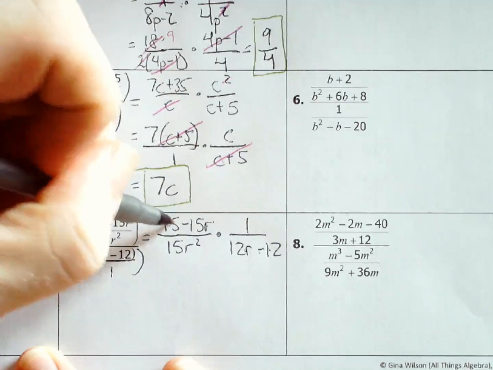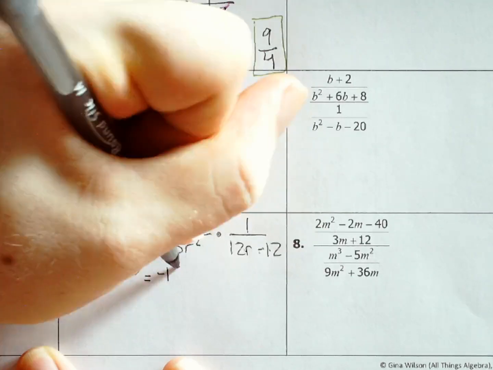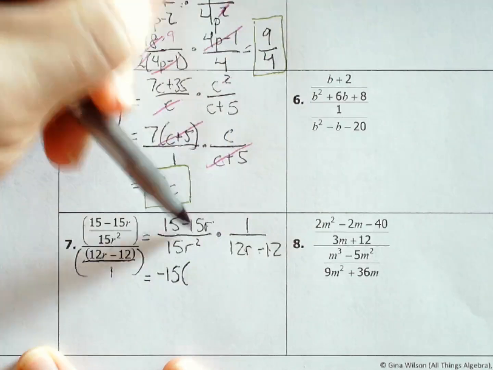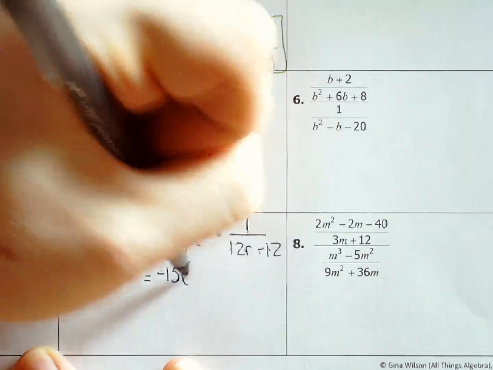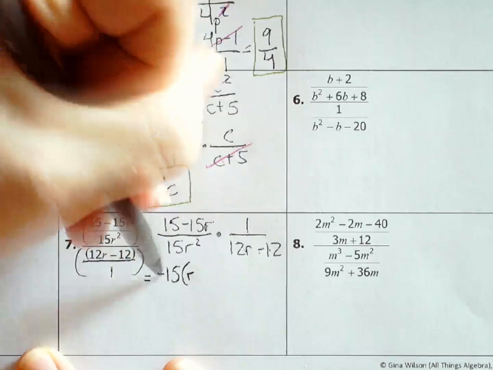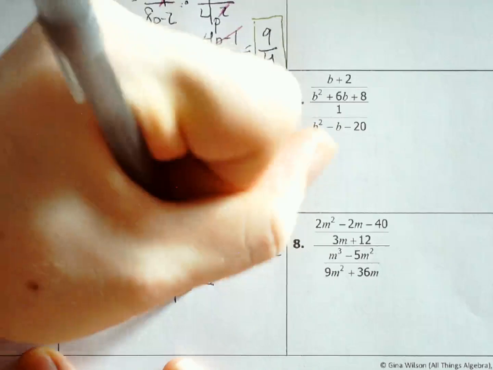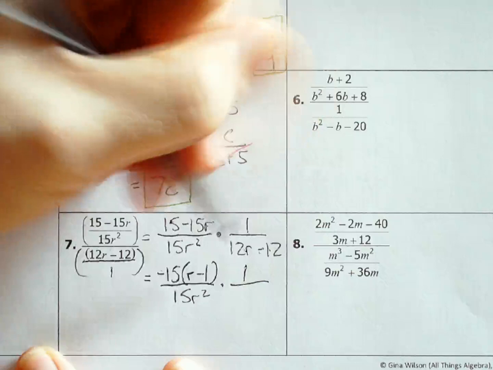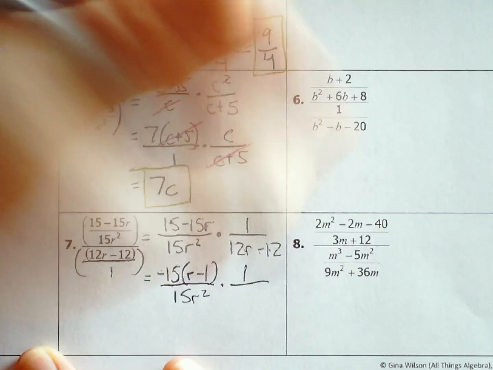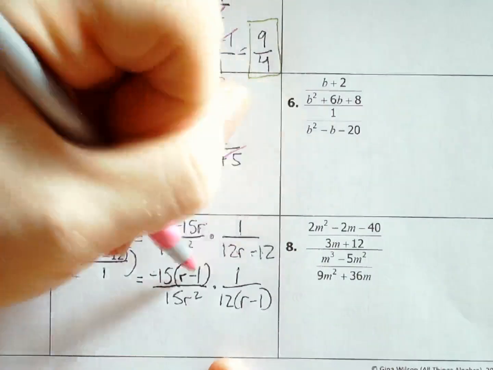So on the numerator over here, it's 15 minus 15r, I'm going to factor out a negative 15. If I factor out a negative 15, this negative 15r divided by negative 15 is just positive r, and this 15 divided by negative 15 is negative 1, divided by 15r squared. Times 1 over, and on the denominator here, I'll factor out a 12, so I have 12 times (r minus 1). Okay? So now, what can I do?